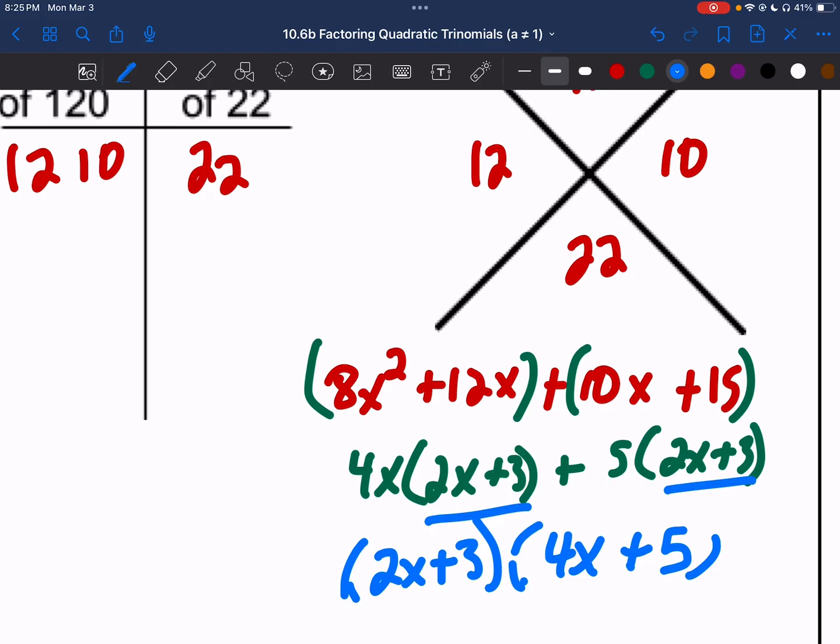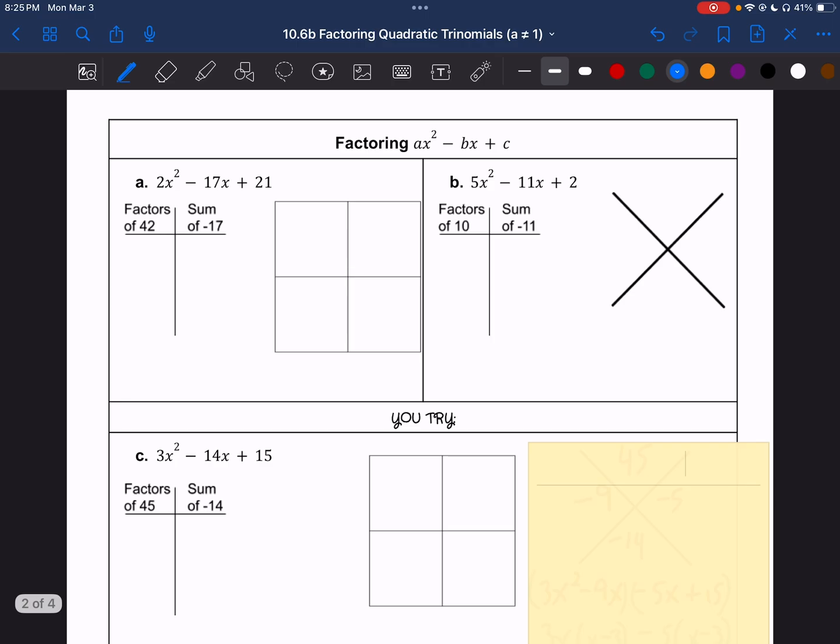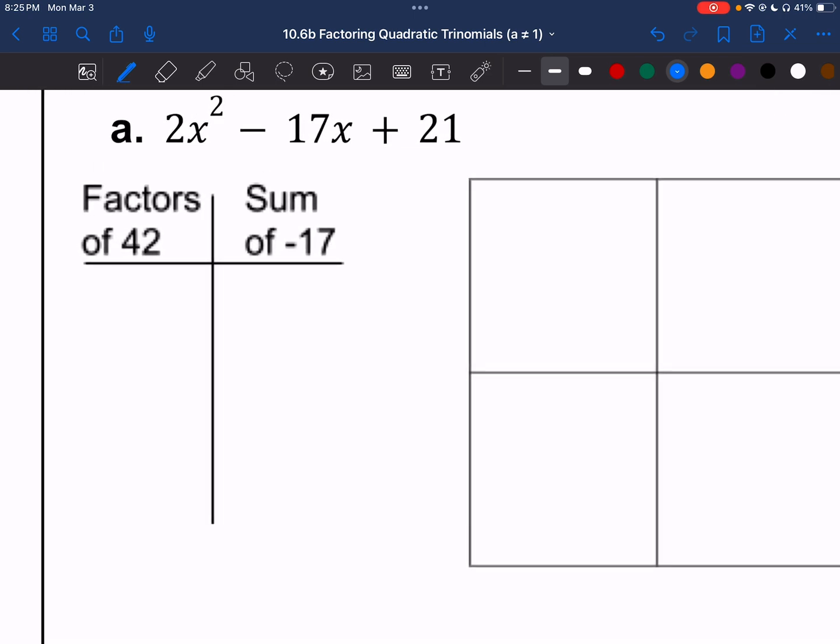So now let's take a look at the next section. In the next section, we're going to be dealing with a b value that's negative. So that bossy b number is going to be negative now. That's going to change what our factors are. So we're looking for factors now of 42. 2 times 21 is 42. So factors of 42 that have a sum of negative 17.